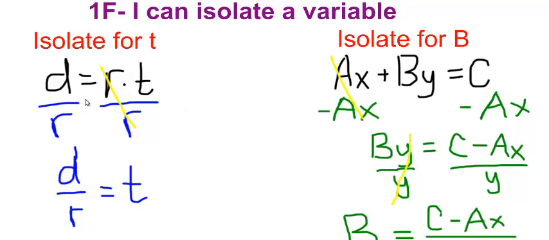Here we can see that on the left we needed to divide by r on both sides, giving us t equals d divided by r. On the right hand side we subtracted ax, we treated it all as 1, and then to get b by itself we had to divide by y, which left us with b equals c minus ax divided by y as our solution. Again, we're just looking for recognition.